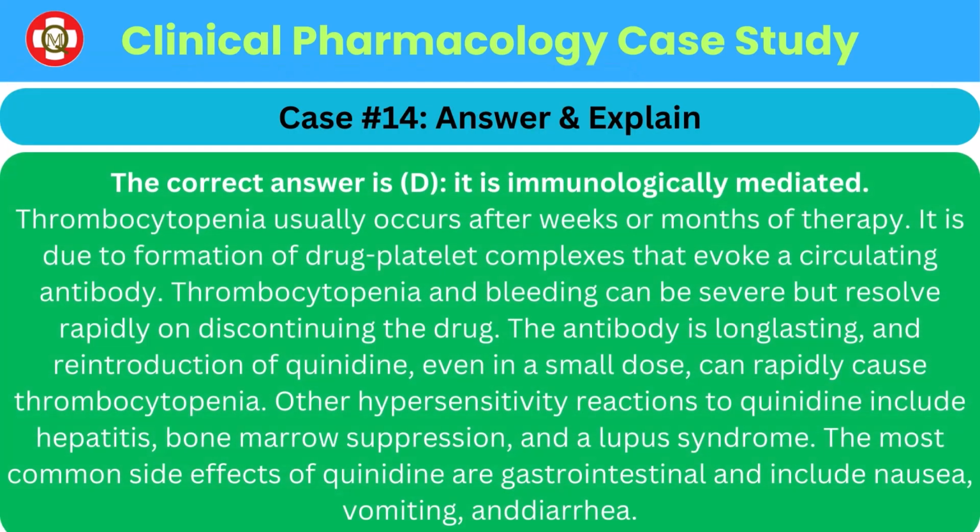The correct answer is D. It is immunologically mediated. Thrombocytopenia usually occurs after weeks or months of therapy. It is due to formation of drug-platelet complexes that evoke a circulating antibody. Thrombocytopenia and bleeding can be severe but resolve rapidly on discontinuing the drug. The antibody is long-lasting, and reintroduction of quinidine, even in a small dose, can rapidly cause thrombocytopenia.